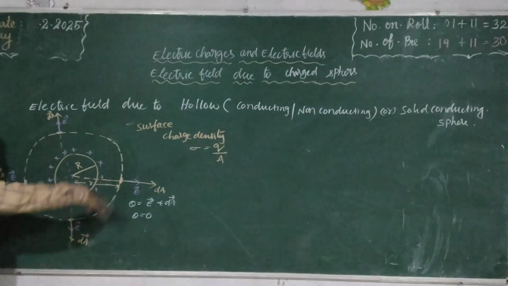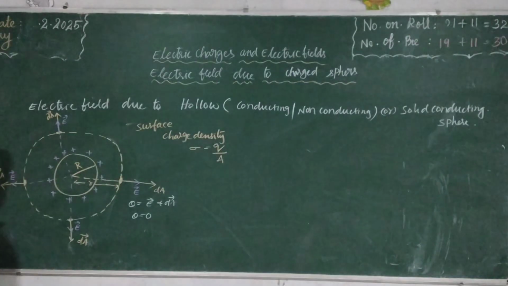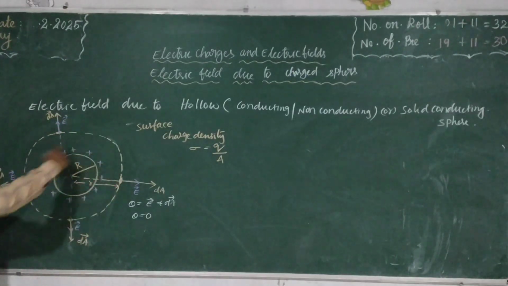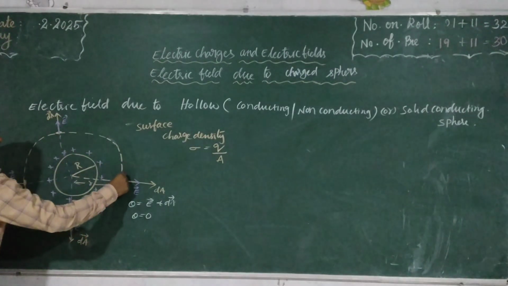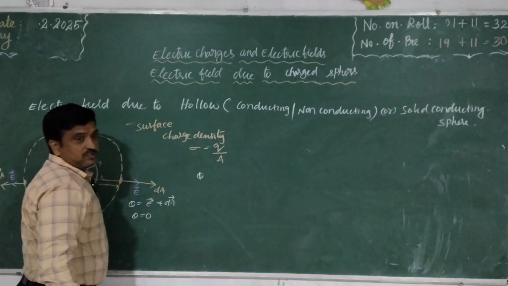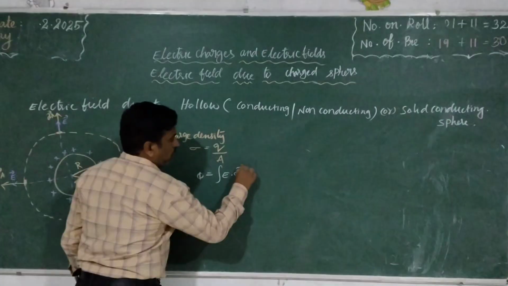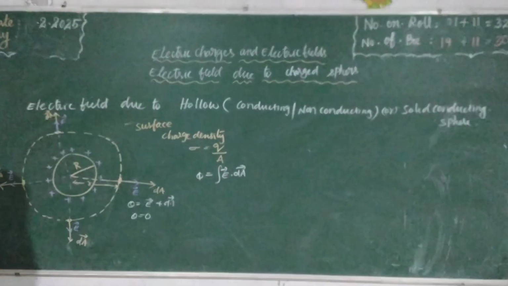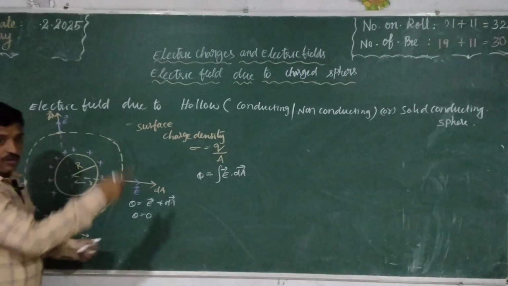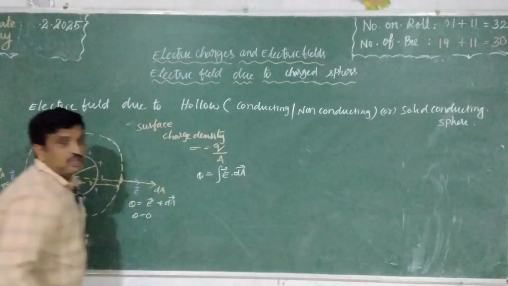What is the flux through this one? For that, this area has a d phi flux, this area d phi flux, this area d phi flux. This Gaussian surface has many such d phi, and all of them we can add. We can write total flux phi equal to integral E dot dA, electric field vector dot area vector. We take the small parts and integrate: integral E dot dA. E means the electric field vector, dA means the area vector.